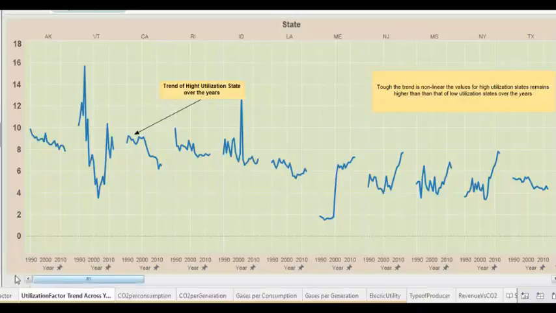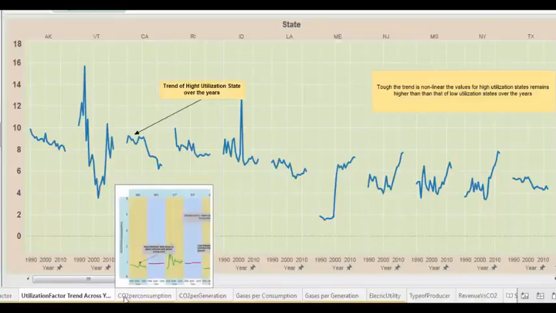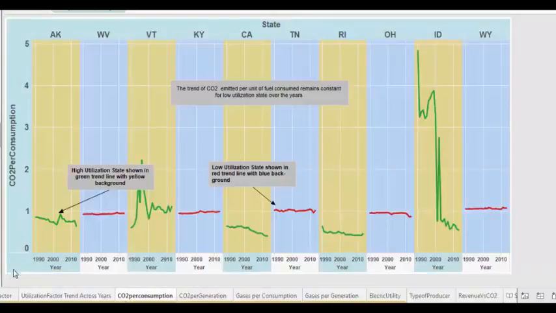Now, we would like to compare the states with the top 5 high utilization rates with the states with the top 5 low utilization rates. The states with high utilization rate are shown in green trend line with yellow background, and the ones with low utilization rate are shown in red trend line with blue background.